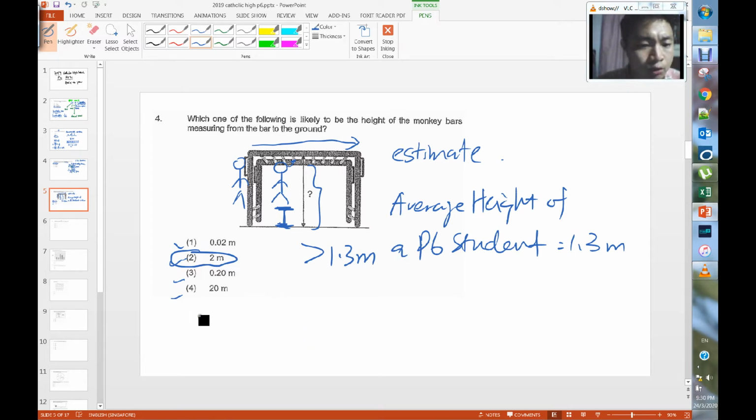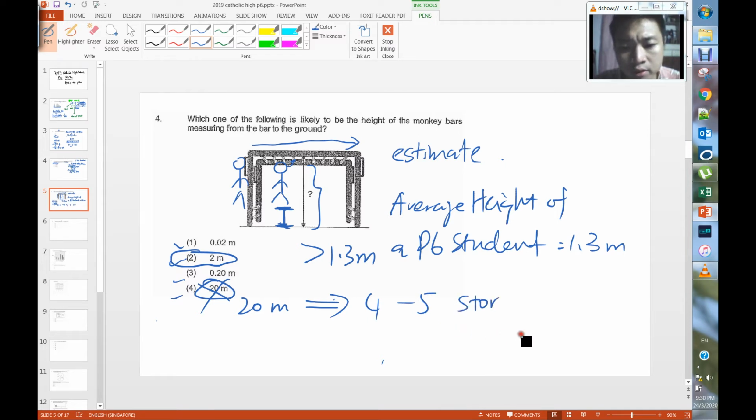Okay, 20 meters doesn't make sense because 20 meters is the height of 4 to 5 stories buildings. So that's why you should choose option 2, which is 2 meters, which is more than 1.3 meters.